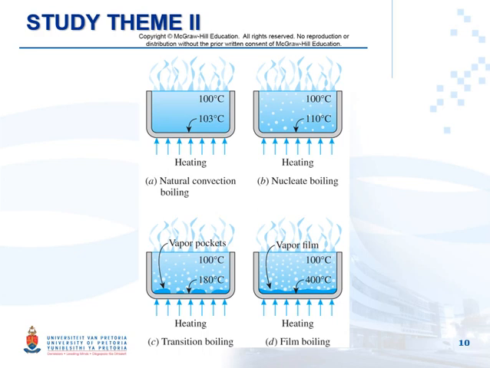The different stages of the process that I told you about have different names, and the majority of them are related to the temperature difference between T surface minus T sat, or delta T excess, that we talked about. So we will have natural convection boiling, nucleate boiling, transition boiling, and film boiling. We are going to talk about them, don't worry.